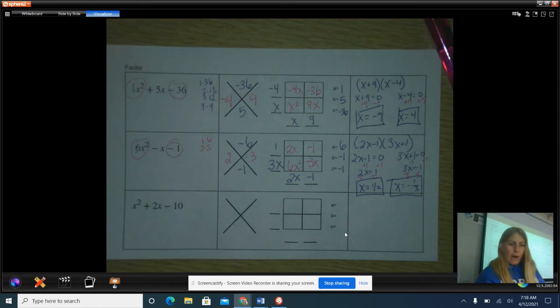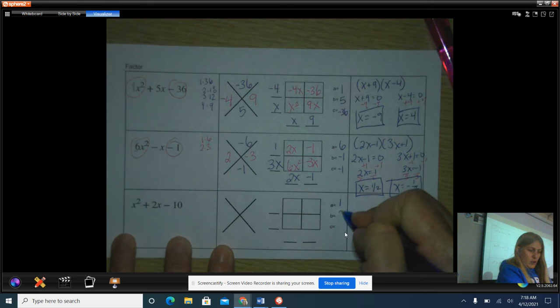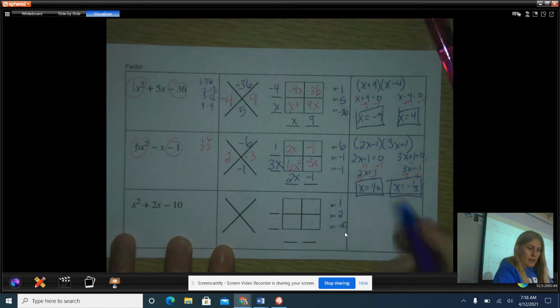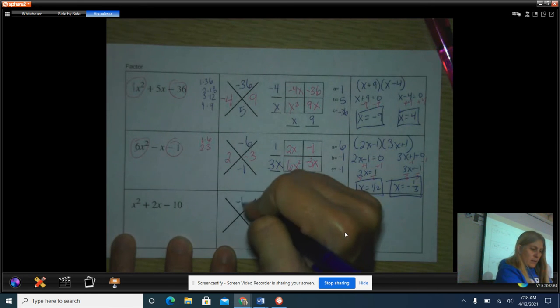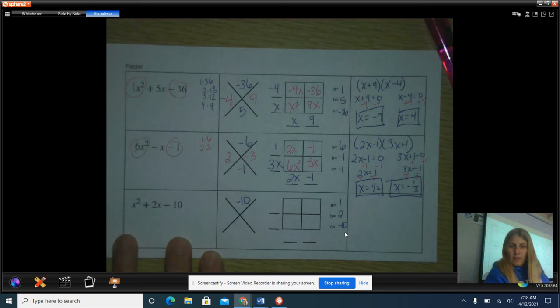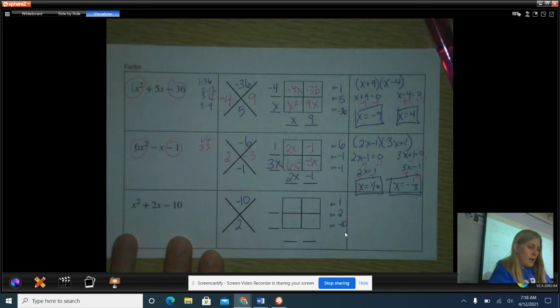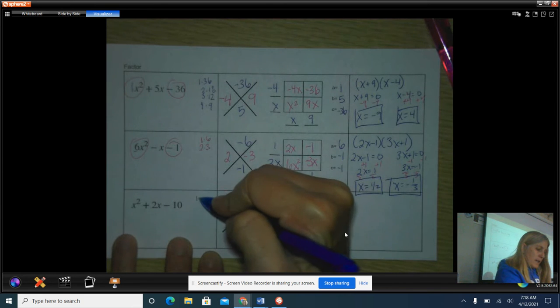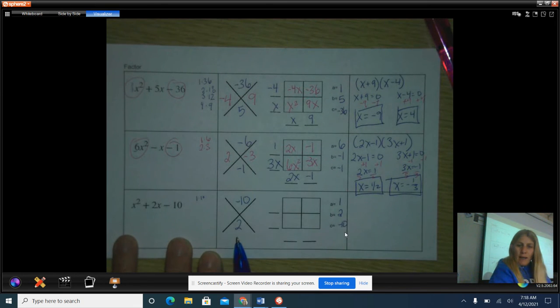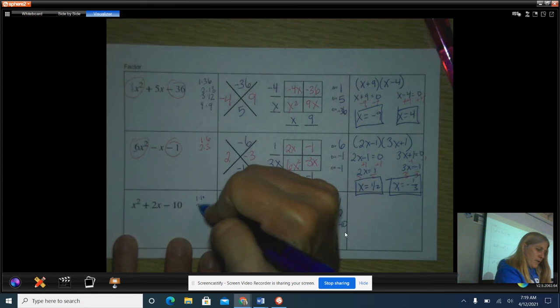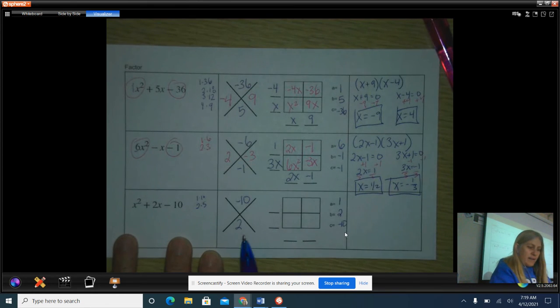Okay, our last problem here, let's go ahead and solve. My a is 1, my b is 2, and my c is negative 10. A times c goes on top, so 1 times negative 10 is negative 10, and our b goes on the bottom. Let's find the factors. We have 1 times 10, which is 11 or 9. I'm looking for a 2. I have 2 times 5, which is 7 or 3. 3 doesn't go evenly. 4 doesn't go evenly.